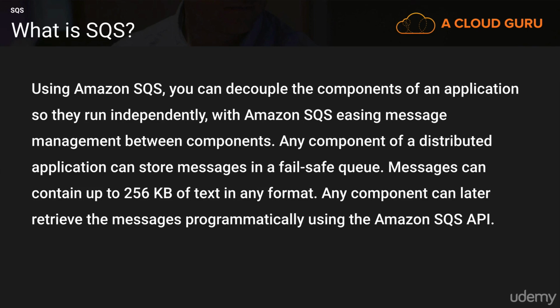Messages can contain up to 256 kilobytes of text in any format. Now remember that number, because that comes up time and time again in the exam. How large can your SQS messages be? It's 256 KB. Any component can later retrieve the messages programmatically using the Amazon SQS API.